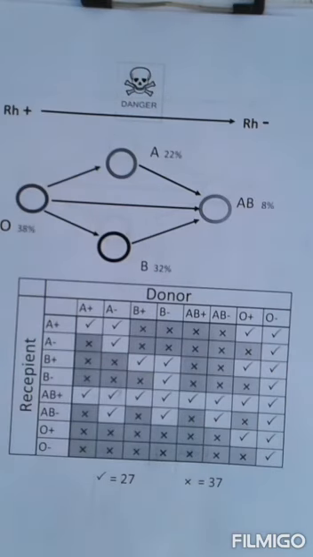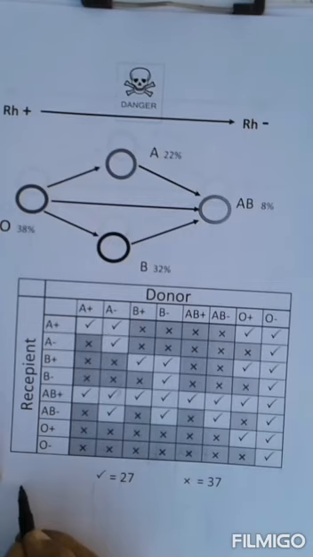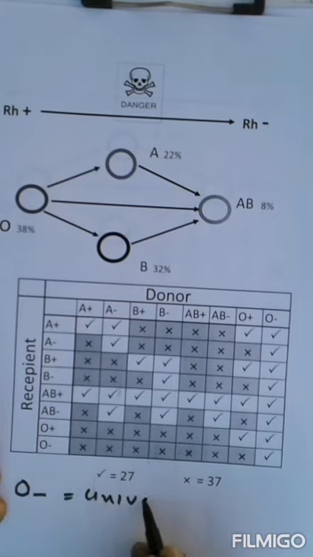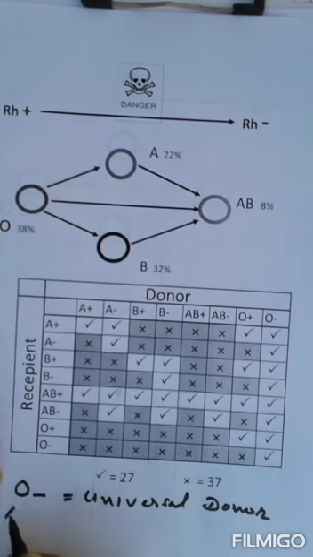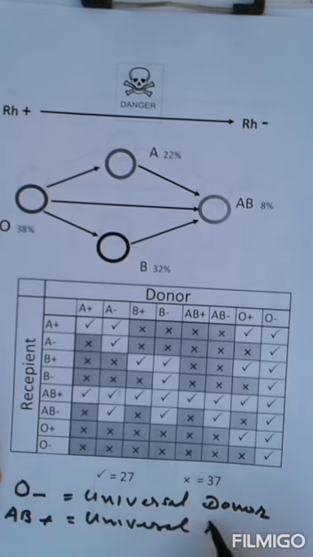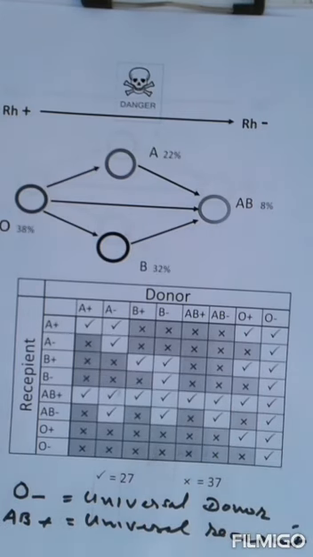This figure, this picture, you can take a screenshot and keep it in your mobile so that you can have a look. Here what we have to add is one thing more, that is the O negative is the universal donor, and AB positive is the universal recipient. Take a screenshot and keep it in your mobile.